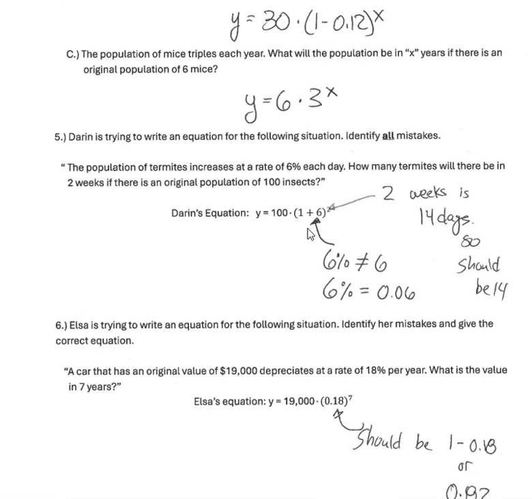Now, 2 more problems. Darren is trying to write an equation for the following situation, identify all mistakes. The population of termites is increasing at 6% each day. How many termites will there be in 2 weeks if there is originally a population of 100? It looks like the original is fine at 100, but instead of putting 0.06 for the rate, he just put a 6. That's not correct. It's supposed to be 1 plus 0.06.